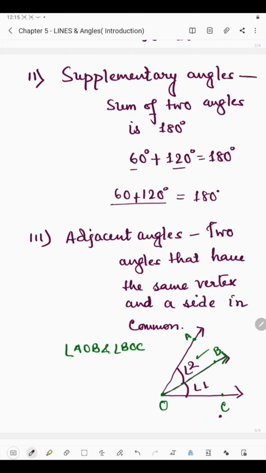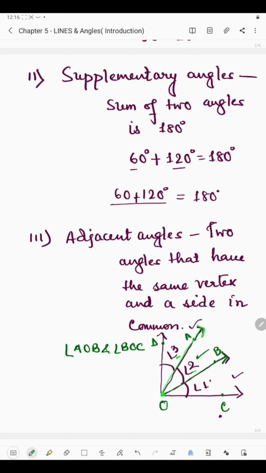Okay. Now if I draw another arm, say this is angle 3, and if I ask you whether angle 1 and angle 3 are adjacent or not, then angle 1 and angle 3 are not adjacent, because in between we have angle 2, isn't it? Say this is point D. Now here angle 2 and angle 3 are adjacent because they share the common vertex O and common arm OA.